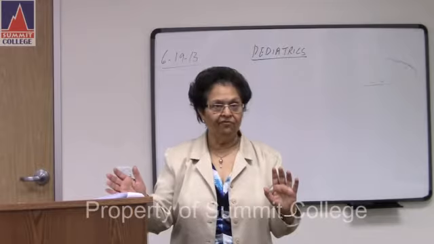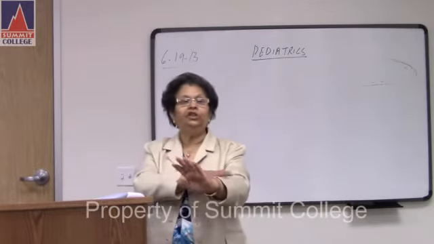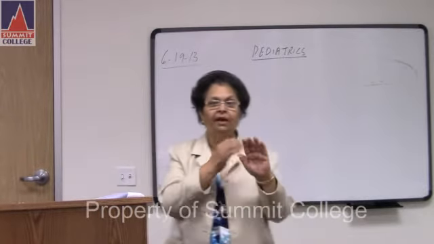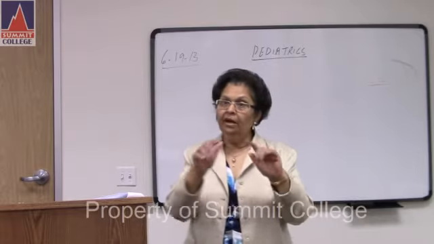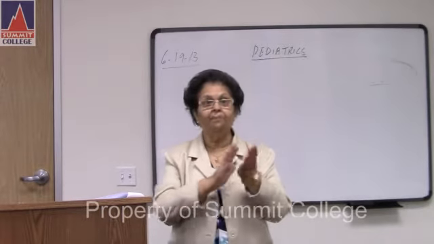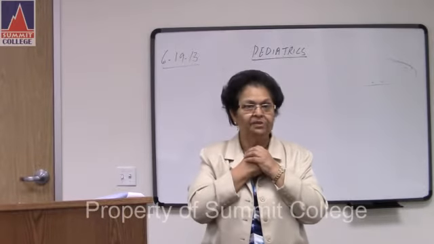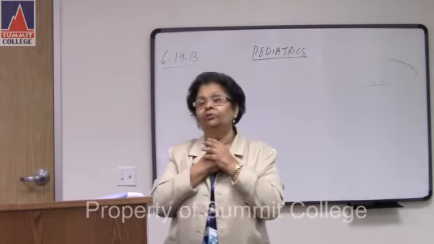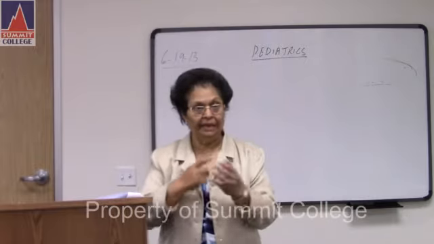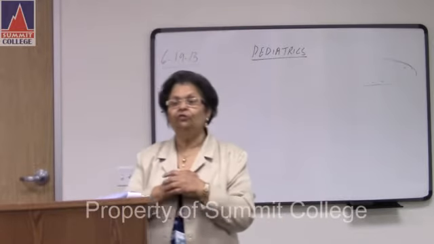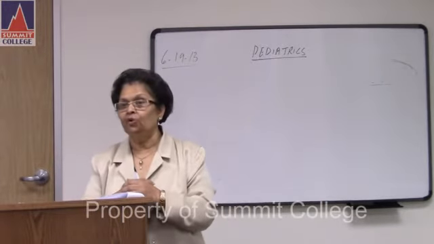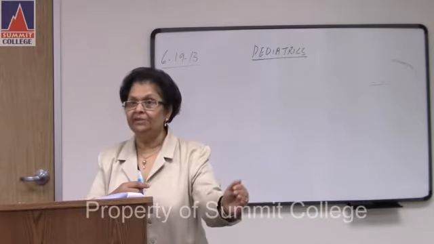Enlargement of the lymph node. Desquamation of the skin. From where? From the tip of the fingers and the tip of the toes. And their palms are red, and they have cracking of the lips. Are we clear? And they have thrombocytopenia, which means the platelet count is low. So the problem here is coronary artery aneurysm.